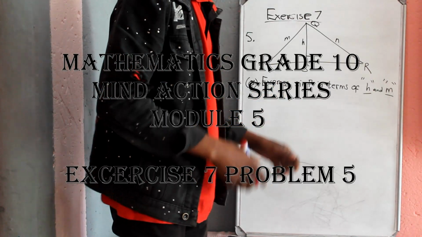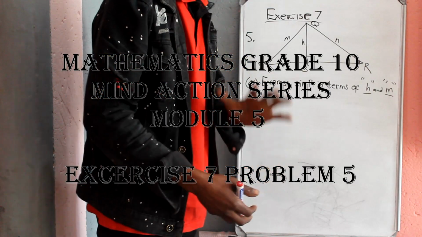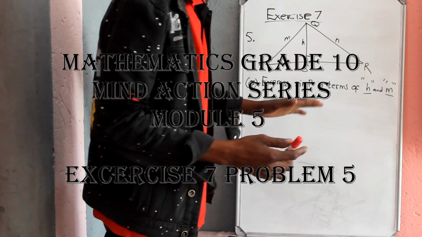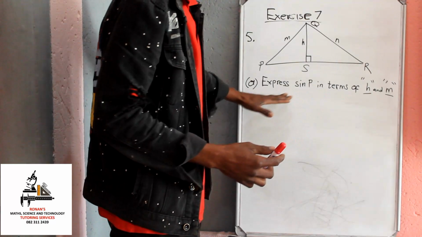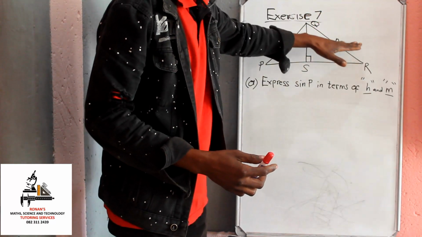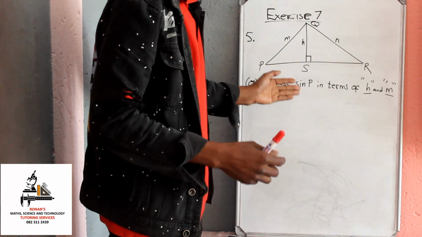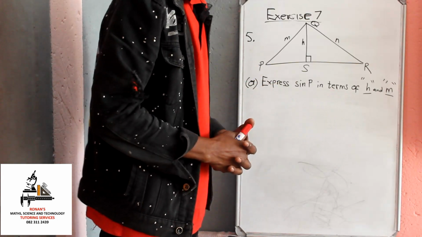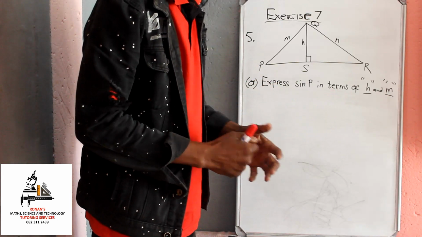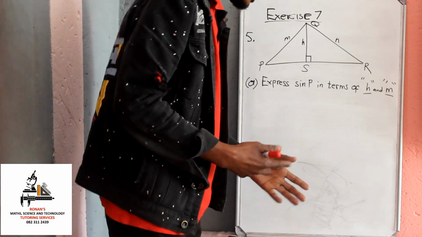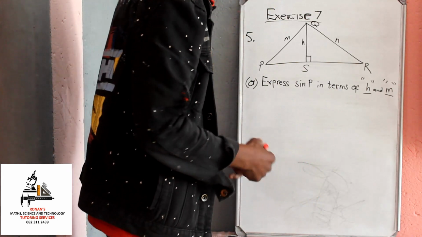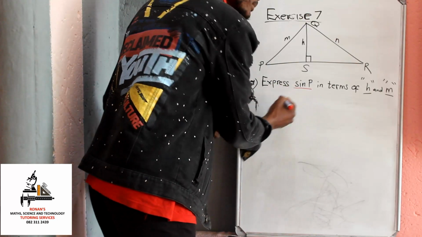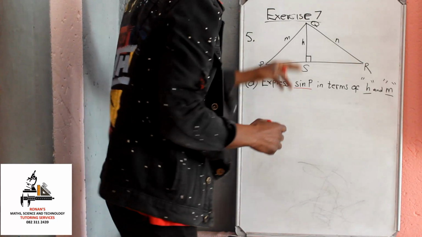Now in exercise 7, problem 5 is a 5-part question, and what I'm going to do is the solutions we get for A, I'm going to try and squeeze them up somewhere here, so that later on we're going to use those solutions in order to calculate some of the problems. I think it's problem number C, if I'm not mistaken. So in problem A, they say express sin P in terms of H and M.